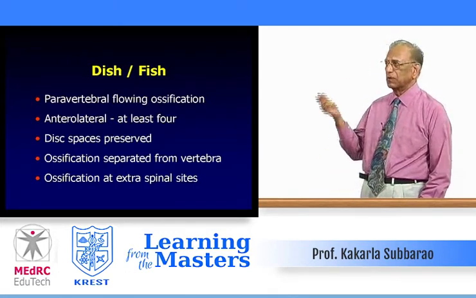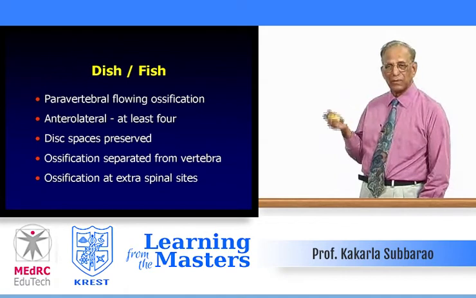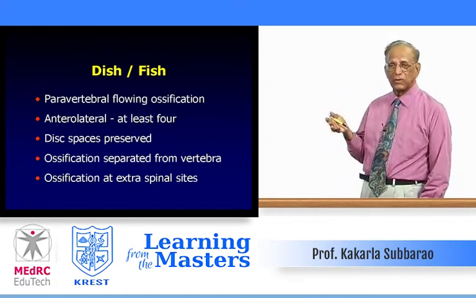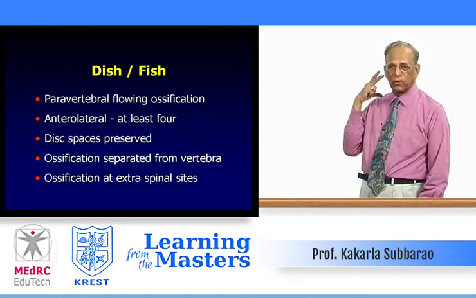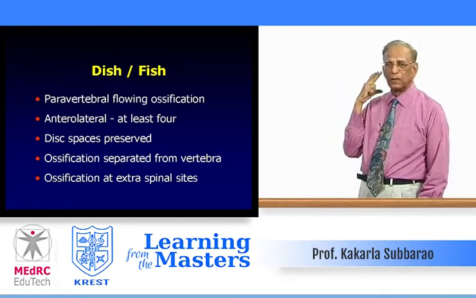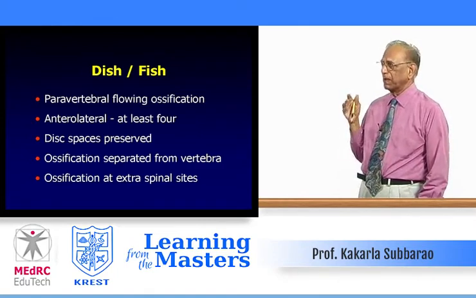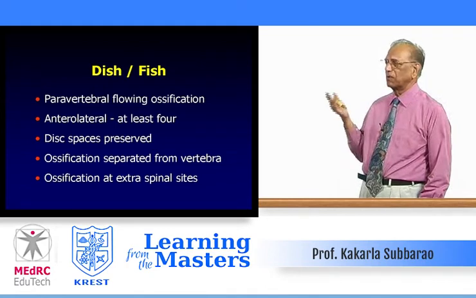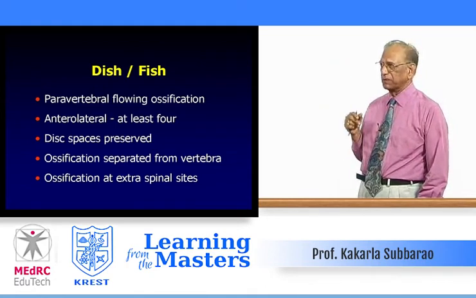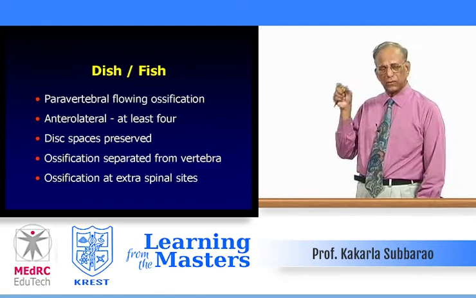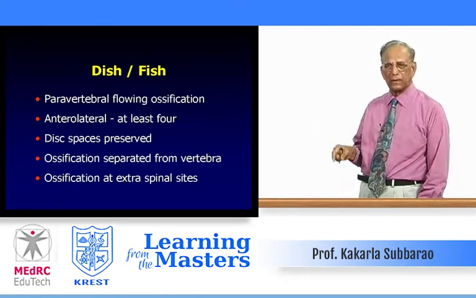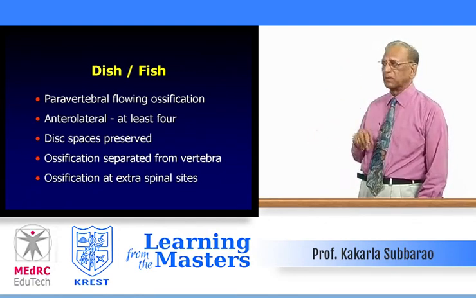Now the new entity called DISH, diffuse idiopathic skeletal hyperostosis. When it is focal, as I described earlier, it is focal hyperostosis located only in the cervical spine. Here, radiologically, you get a paravertebral flowing type of ossification, anterolateral, at least 4 vertebrae. The ossification is in the anterolateral area, so you have to take a lateral view in order to demonstrate it. In the AP view, you may not see it that clearly.